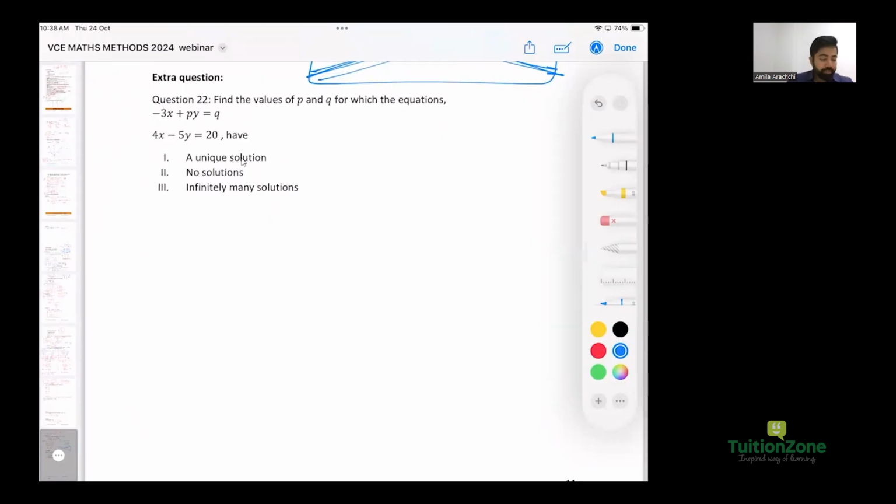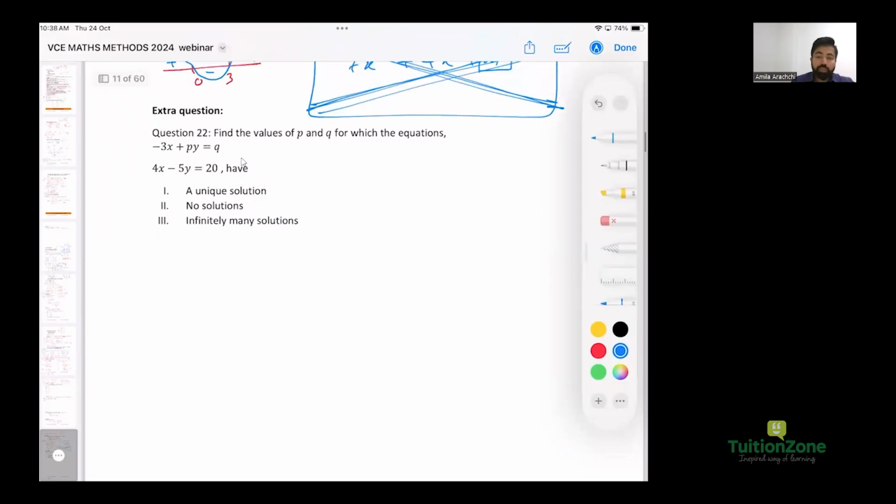First of all, can we rearrange both equations to y equals mx plus c type? So first one looks like y is equal to 3x plus q divided by p. And second equation, y is equal to 4x minus 20 divided by 5. Then 20 divided by 5 becomes 4 anyway. I just say 4. Easier. Is that clear so far?